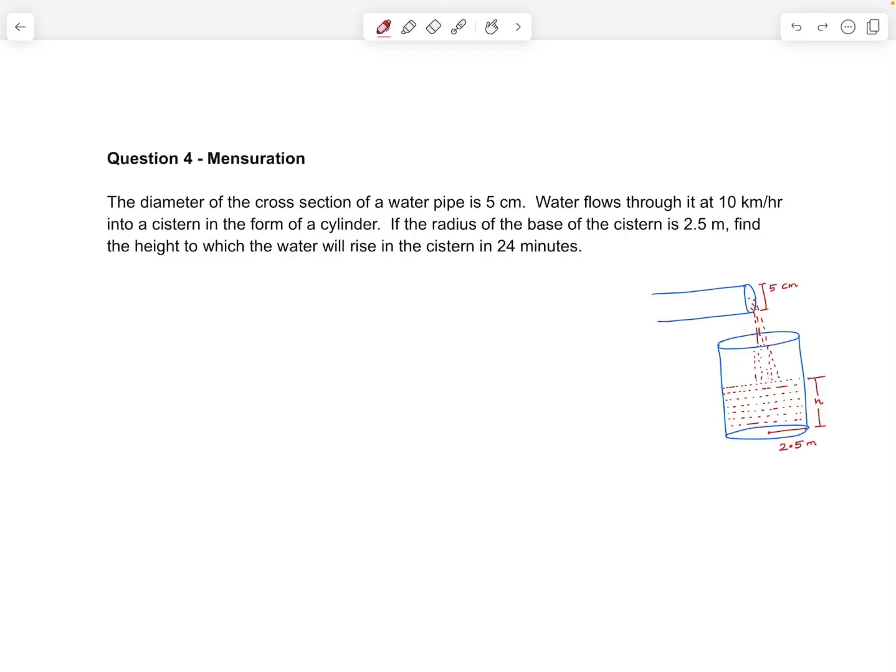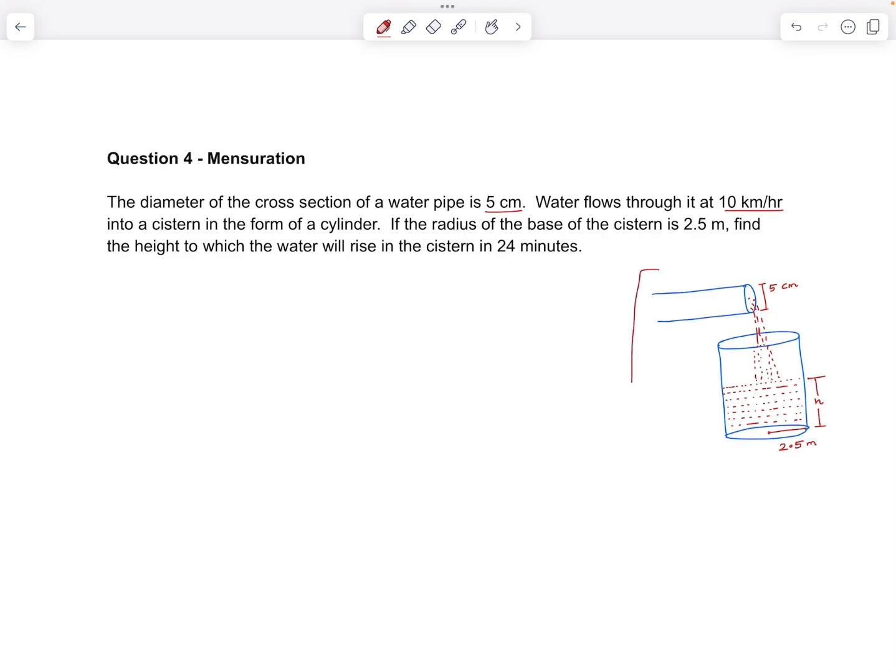The question goes like this. The diameter of the cross section of a water pipe is 5 centimeter. Water flows through it at 10 km per hour into a cistern in the form of a cylinder. If the radius of the base of the cistern is 2.5 meter, find the height to which the water will rise in the cistern in 24 minutes.